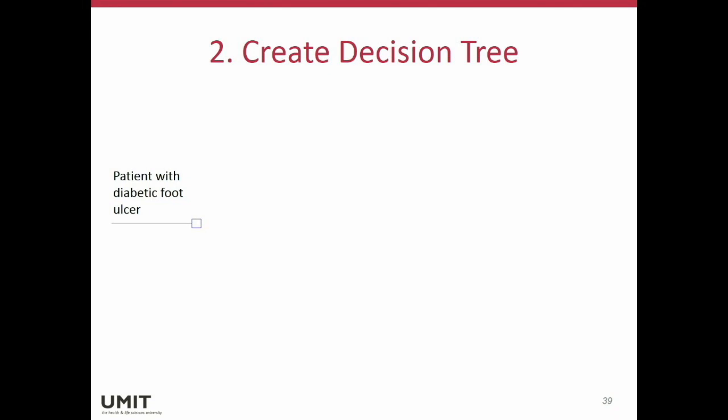So that would be the patient with diabetic foot ulcer. And then you put there a decision node. So have people worked with PICO? You heard about PICO? What does that mean? P-I-C-O stands for population, intervention, comparator, and outcome. So that is a recipe for how you frame a research question.